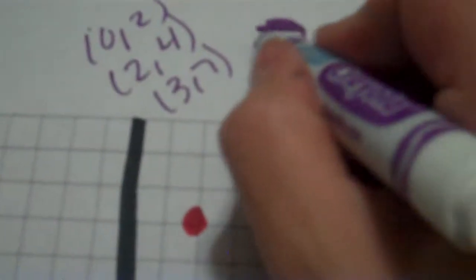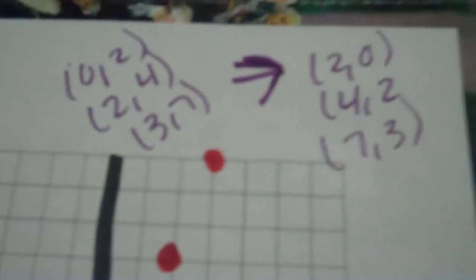Okay, whatever. You know what I'm saying. So the inverse would be 2, 0. Would be 4, 2. And 7, 3. Okay? So let me plot those points. 2, 0 is right there. 4, 2 is right here. And 7, 3 is right there.